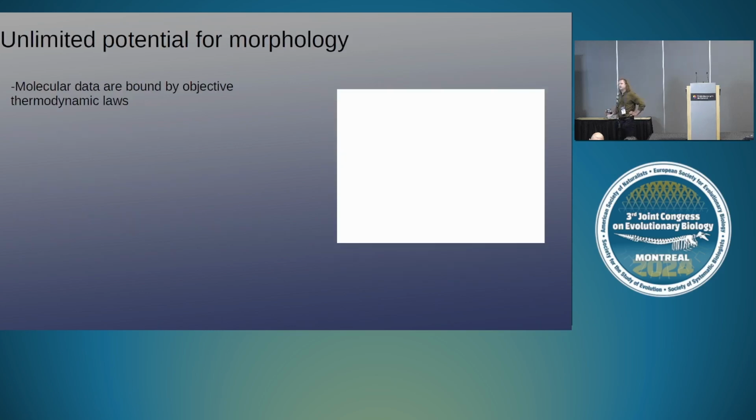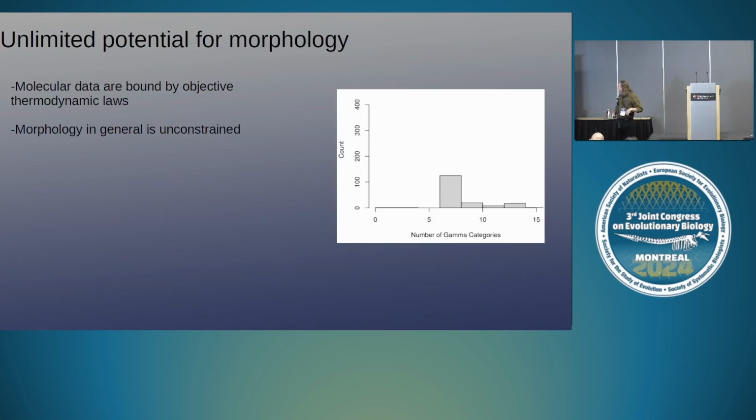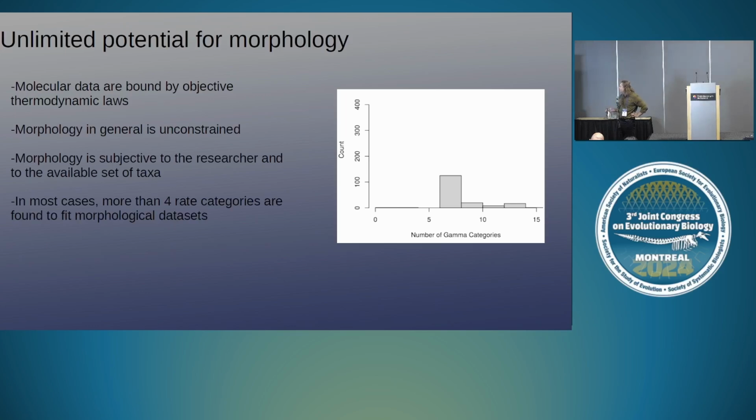Now, thinking back to that idea that our DNA transitions are thermodynamically constrained, morphology, on the other hand, would be completely unconstrained. There is no single unifying mechanism that is controlling a bump on the skull versus the length of a femur. And I see this as being, morphology is generally subjective to the researcher and to the available set of taxa, so it's generally going to vary. And so in most cases, we would expect there to be more variation because there are no unifying mechanisms.